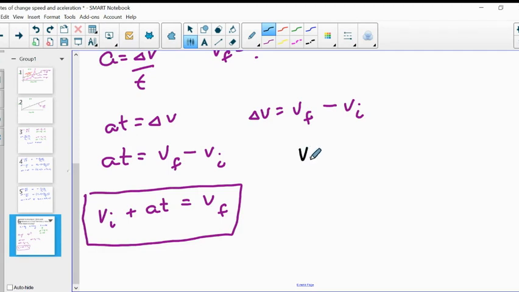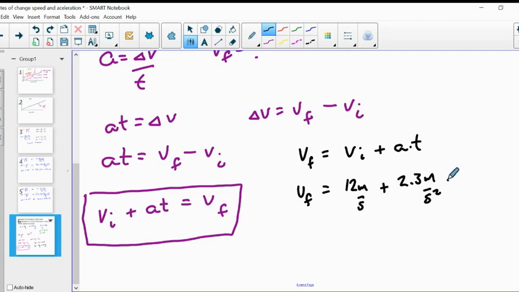The final velocity equals the initial velocity plus the acceleration multiplied by time. We want to be very cautious of our units, so I'll be sure to include them. Our initial velocity was 12 meters per second, and to that we're going to add our acceleration, which was 2.3 meters per second squared, multiplied by our time of 0.62 seconds.